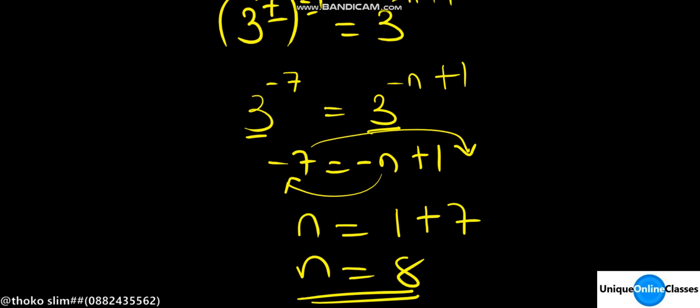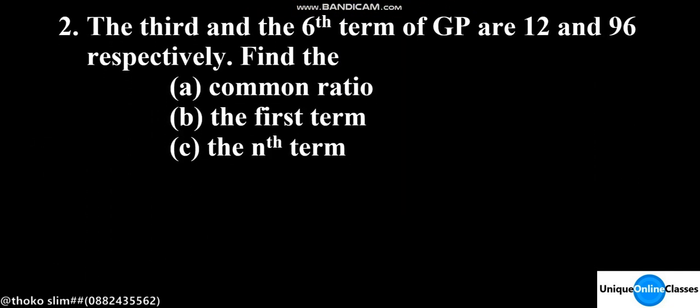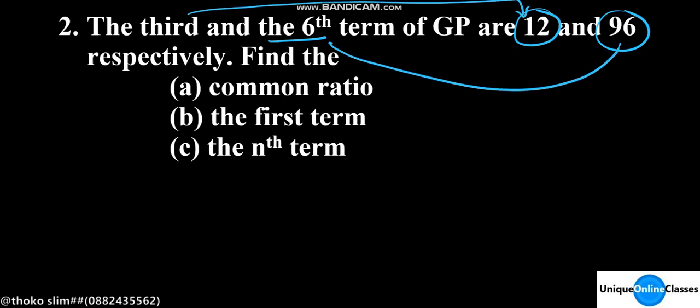My guys, let's now move on to another question. The third term and the sixth term of a GP are 12 and 96 respectively. That means the third term is 12 and the sixth term is 96. Find the common ratio, the first term, and the nth term. So let's not delay.